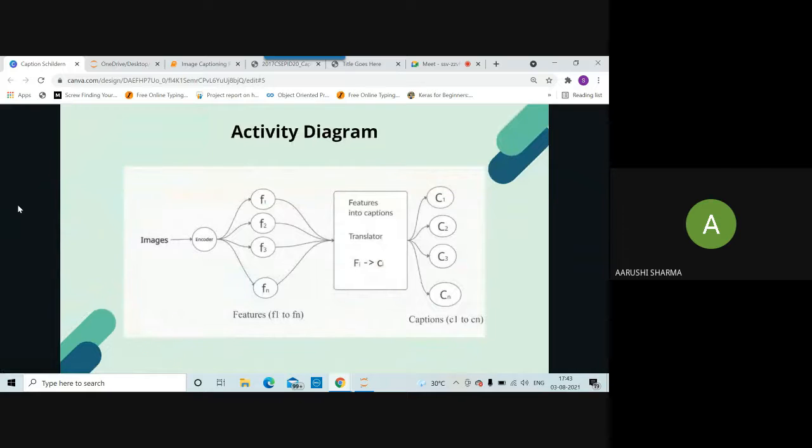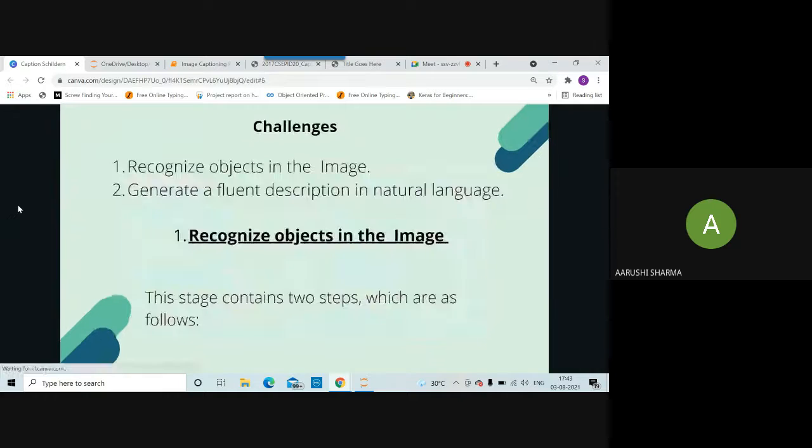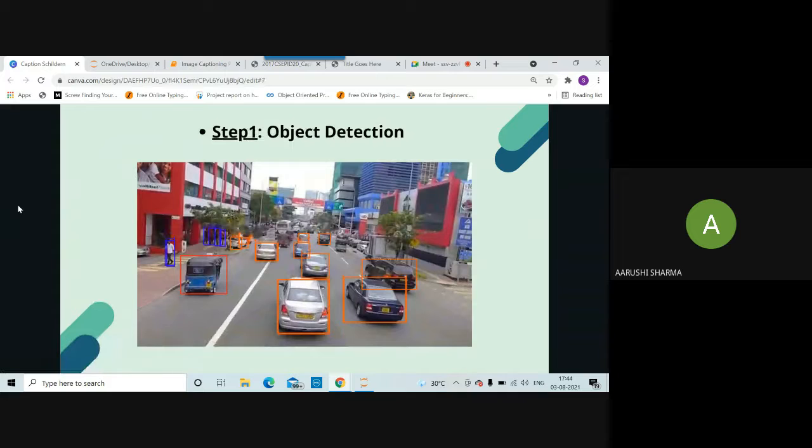This is the activity diagram for our project. So basically, we divided our project into two steps. The first one was recognizing the objects in the image, and the second is generating a fluent caption for the image. The first step, recognizing objects in the image, we further divided into two steps. The first step was object detection.